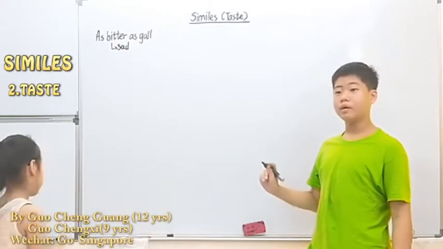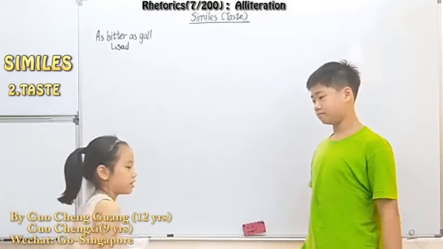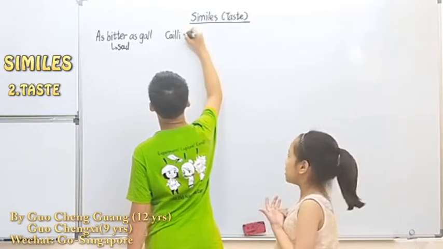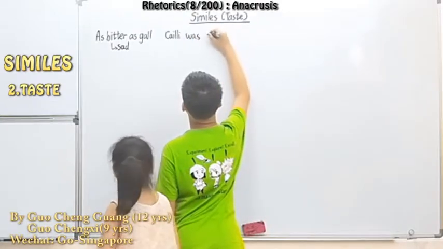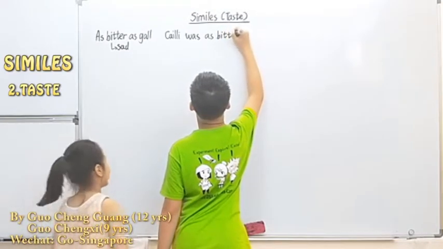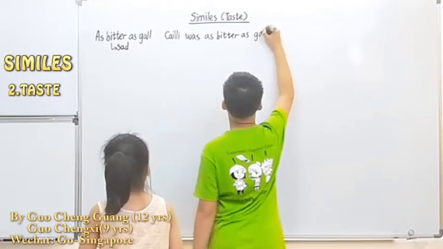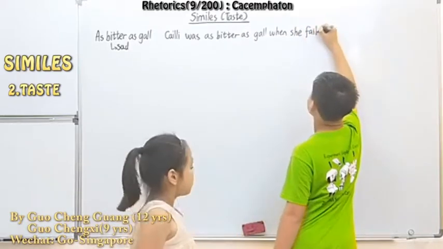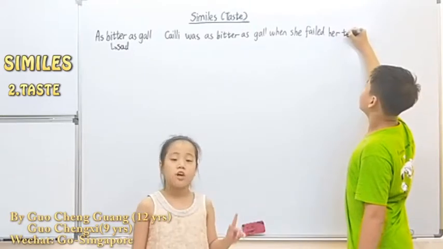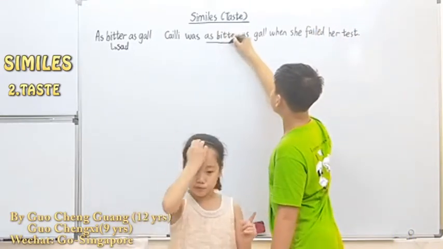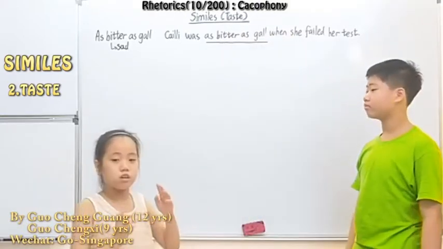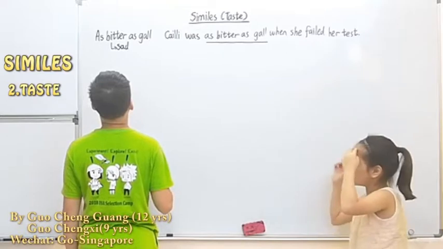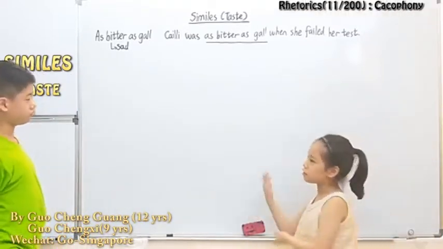Okay, so how about different sentences? Kylie was as bitter as gall as she failed her test. By doing it in one sentence, you can write random names, but for the names, if it's talking about the same person, it must still be the same name. But if it's another person, unless they gave you the name, then you can write your own name.